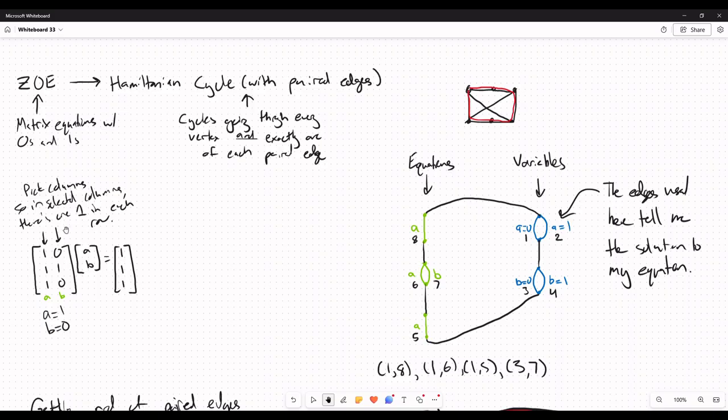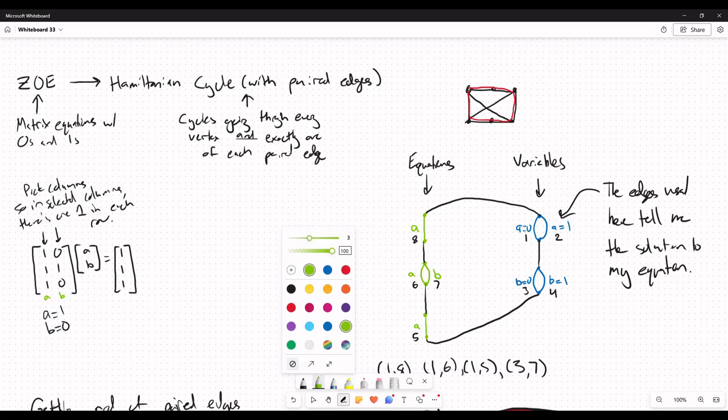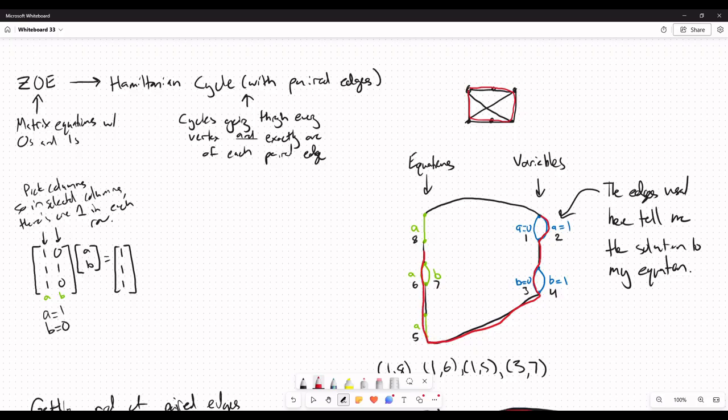And that's exactly what we saw earlier. If I knew what my solution was here, a equals 1, b equals 0, then that tells me exactly how to find my Hamiltonian cycle. I need to use the edge a equals 1. I need to use the edge b equals 0. And then I use all the a edges. And ta-da! That is a Hamiltonian cycle, and it meets all of my edge pair constraints.